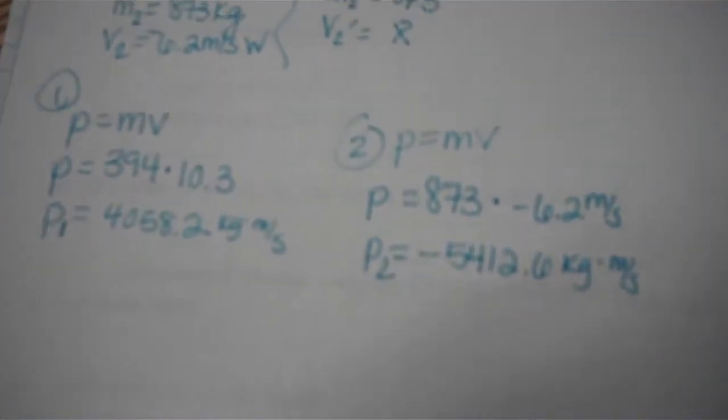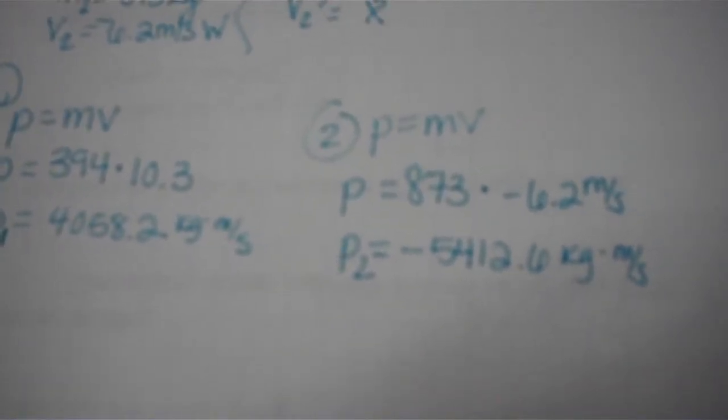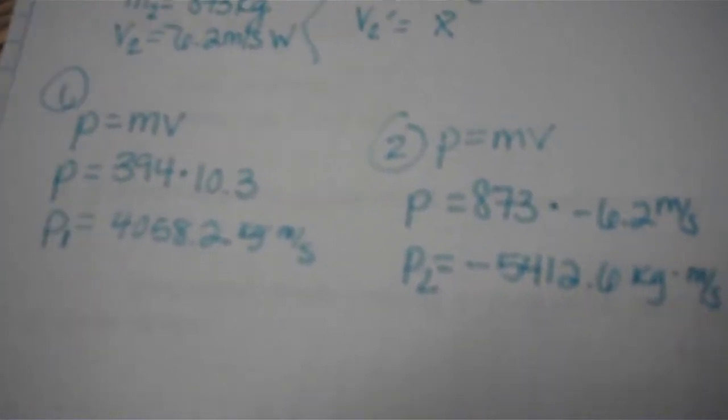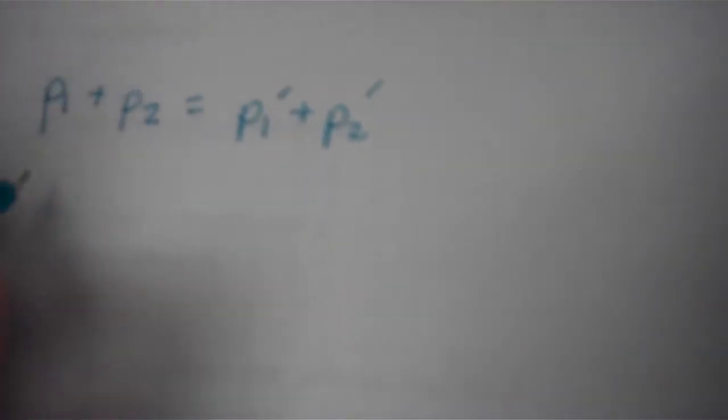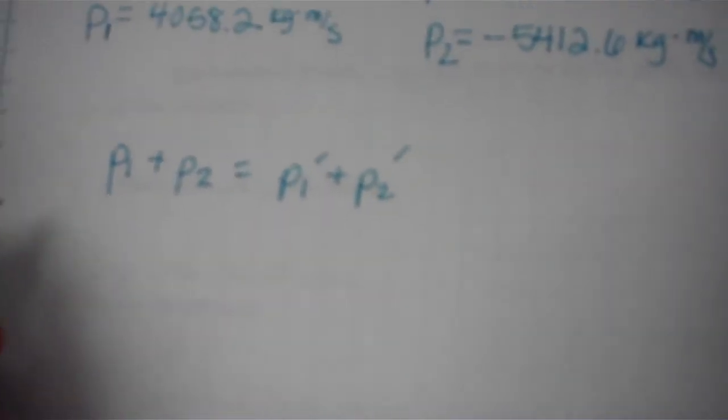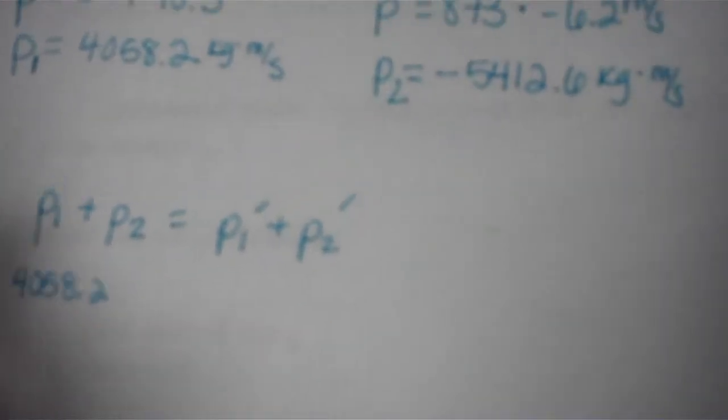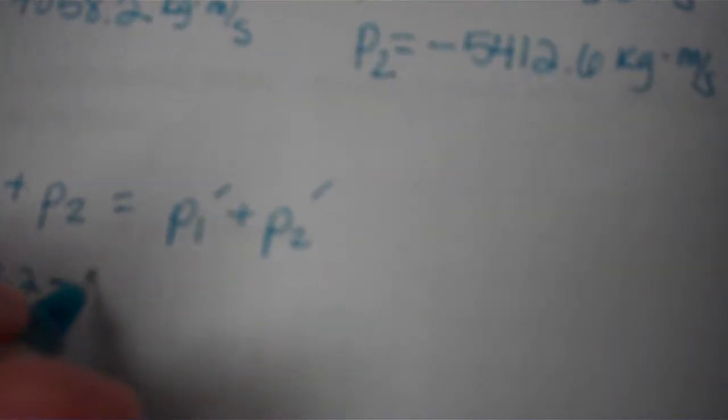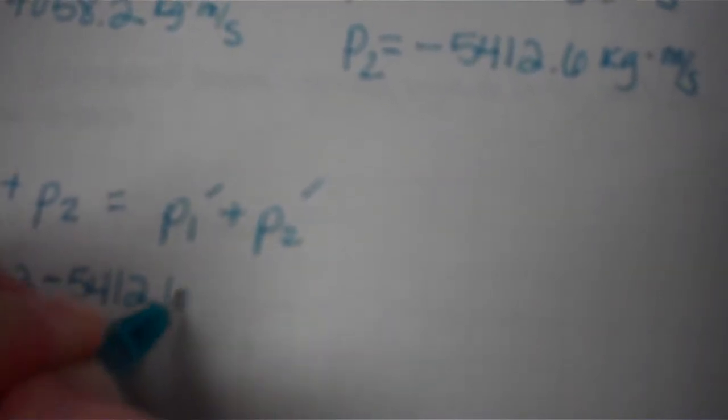So remember, in a closed system, momentum before is equal to momentum after. So we can take the momentum of the first object plus the momentum of the second object, and that's equal to the momentum of the first object plus the momentum of the second object after the collision. So let's start plugging and chugging here. We have P1, which is 4058.2. Then we have P2, which is negative 5412.6, and that's equal to P1 prime.